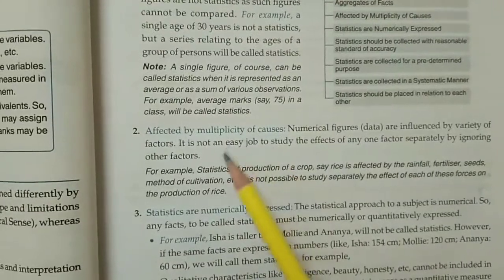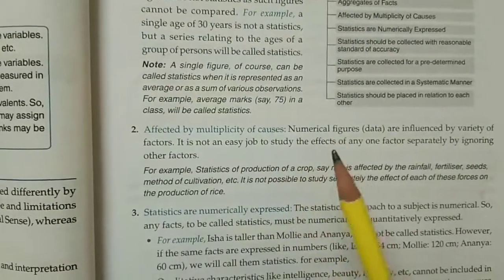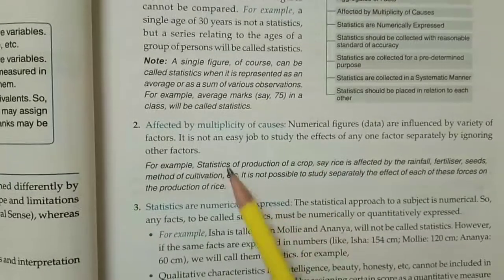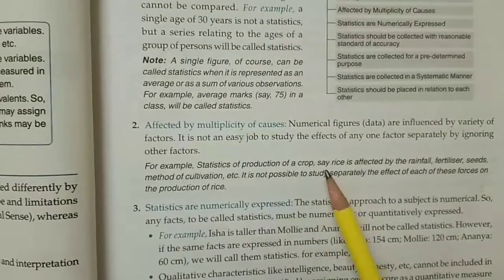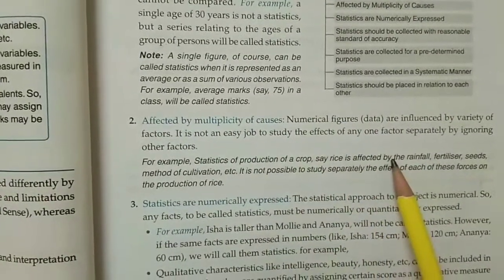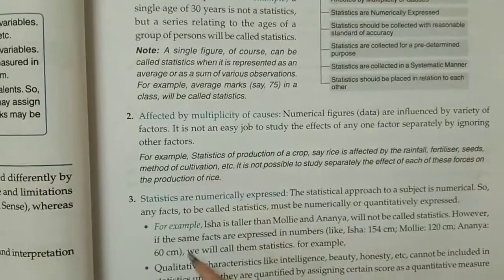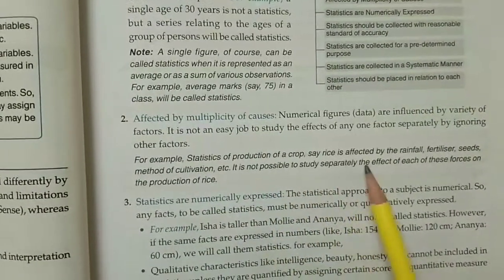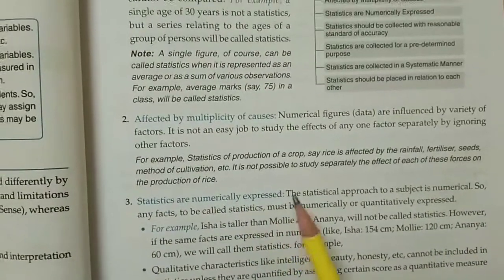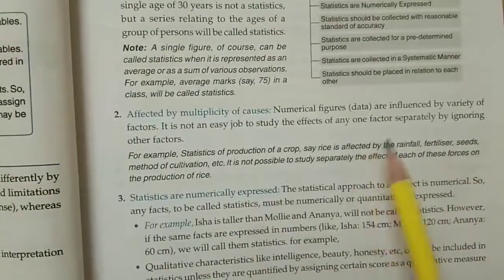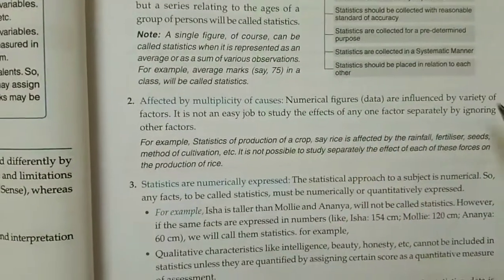That means we cannot study the data of facts ignoring other factors. We have to consider all the factors behind that. For example, let us see an example. Statistic of production of a crop. Say rice is affected by rainfall, fertilizers, seeds, methods of cultivation, etc. It is not possible to study separately the effect of each of these forces on the production of rice. So hence we consider all the factors, all the causes. There is a multiplicity of causes behind any numerical figure or data.